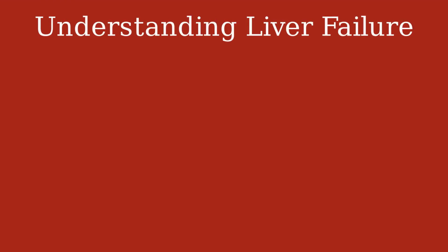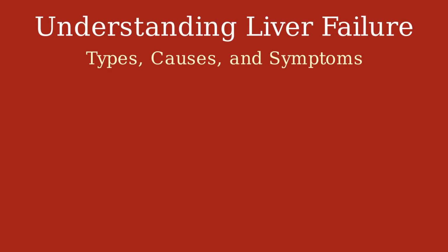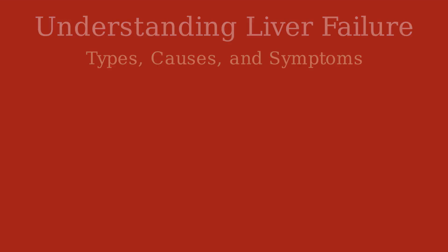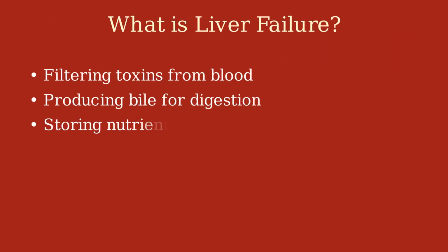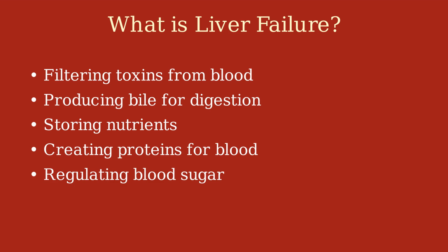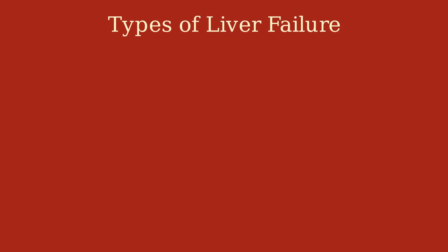Understanding liver failure requires knowledge of its types, causes, and symptoms. Liver failure occurs when the liver loses its ability to perform essential functions. The liver is responsible for filtering toxins from the blood, producing bile for digestion, storing nutrients, creating proteins, and regulating blood sugar. There are two main types of liver failure.